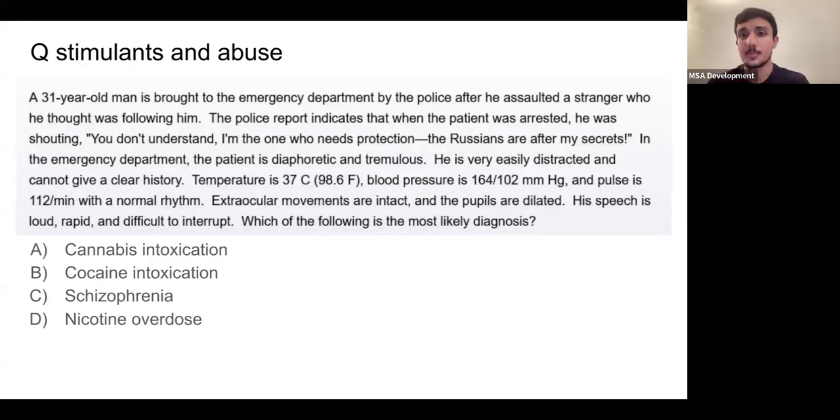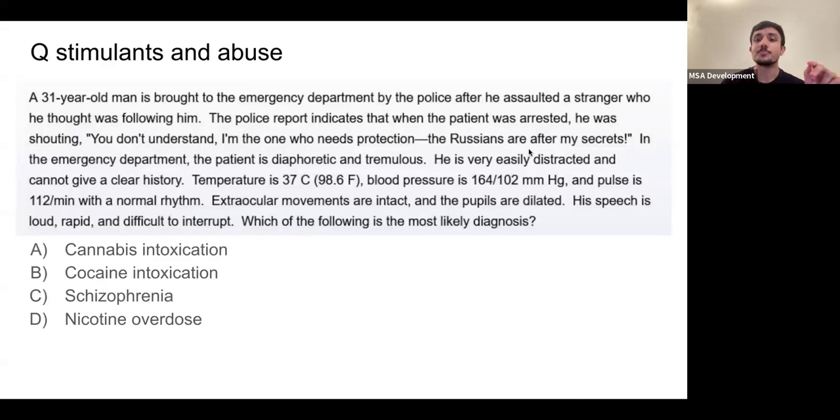So what does the patient have? So he says he assaulted someone, so he's aggressive. Okay, he's aggressive after he assaulted a stranger who he thought was following him. Then he says, "You don't understand. I'm the one who needs protection. The Russians are after my secrets." He's either having hallucinations or delusions.